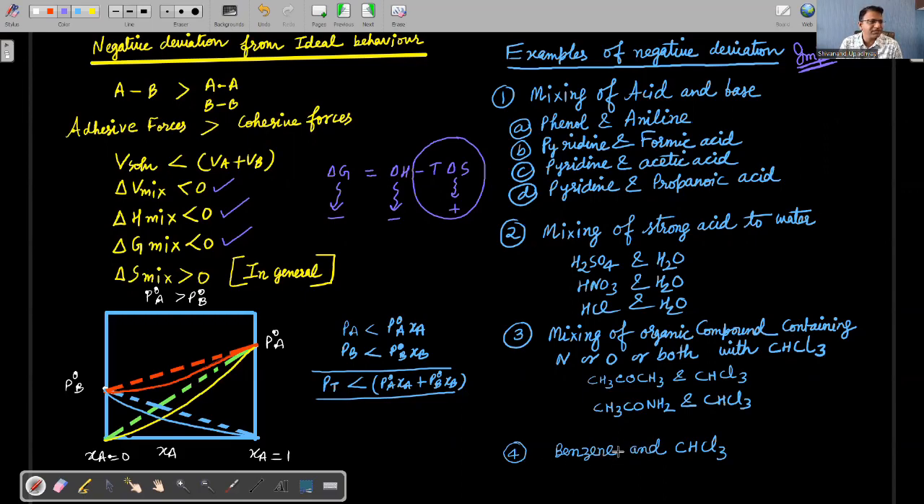So these are the examples, and the examples of negative deviation are more logical to remember, and these questions are very common in the exam.